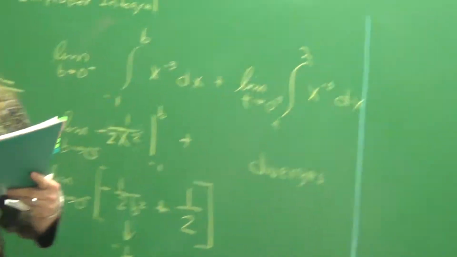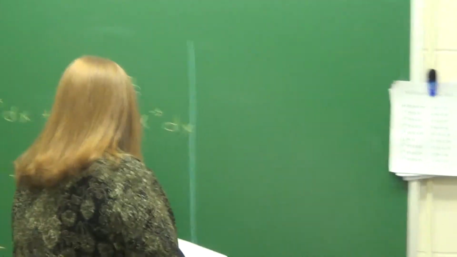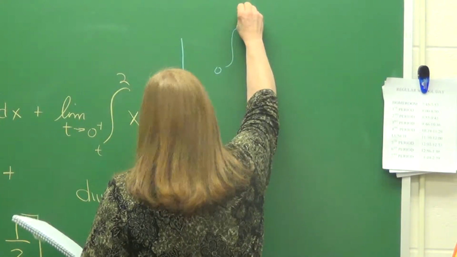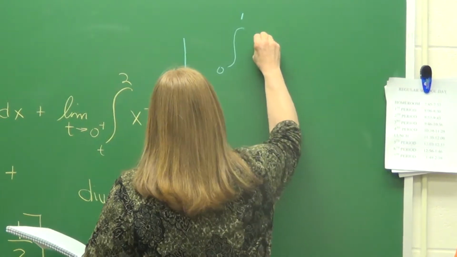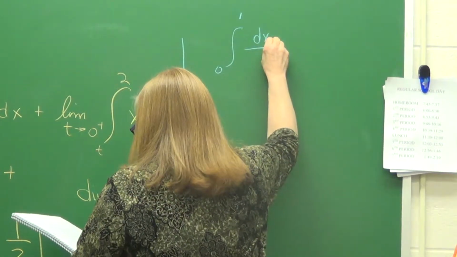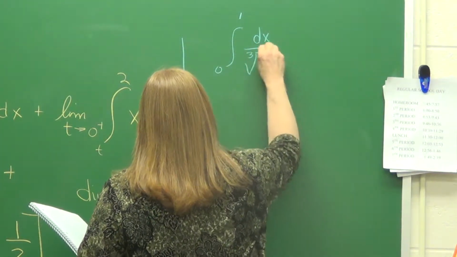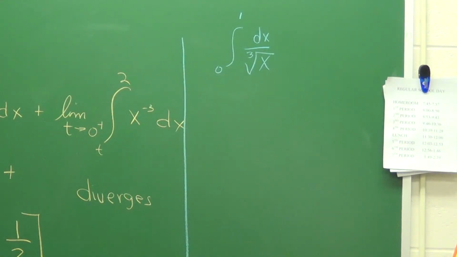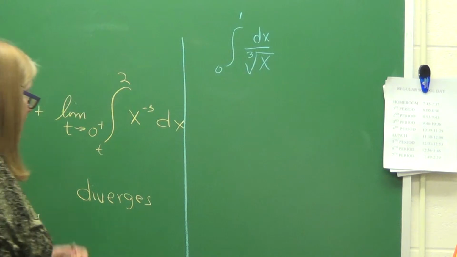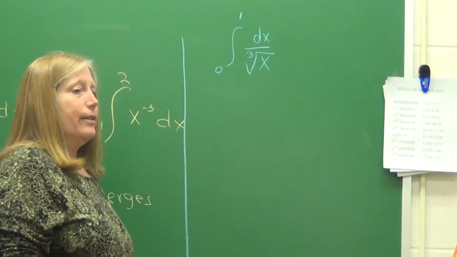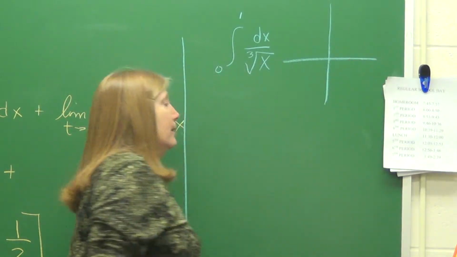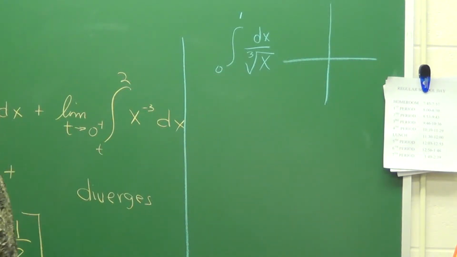Let's look at this one. So is this going to be proper or improper? 0 to 1, that looks proper. But then when I get inside of here, oh no, what happens? Improper. And what happens again at this one? Where is the asymptote this time? 1 over x to the 1/3.